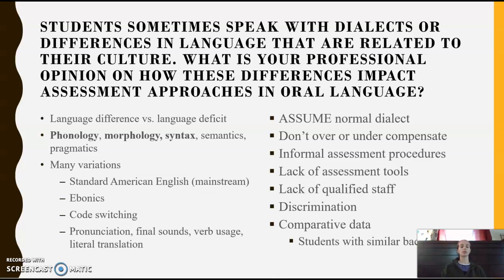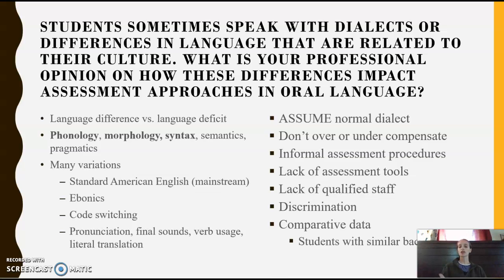So we need to do proper assessment procedures. A lot of the time that is informal because there's not the appropriate assessment tools available. There's not the appropriate qualified staff that's available to do the assessments. Using assessment procedures that are not appropriate can often lead to discrimination. It can lead to testing procedures that just are not accurate, where it may place a student in special education services that doesn't actually need special education services, or not place a student when they do need it.